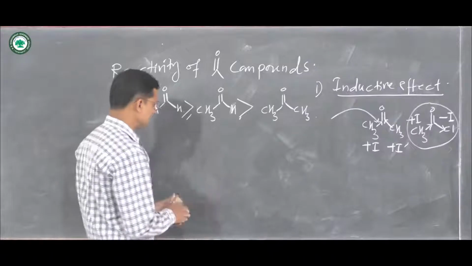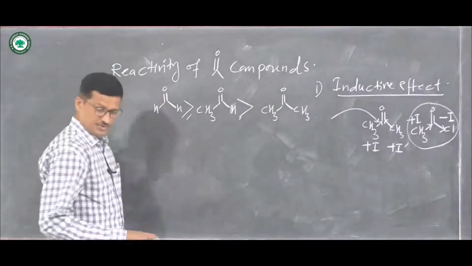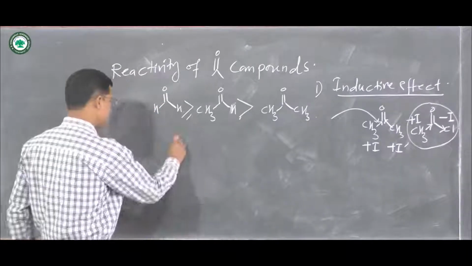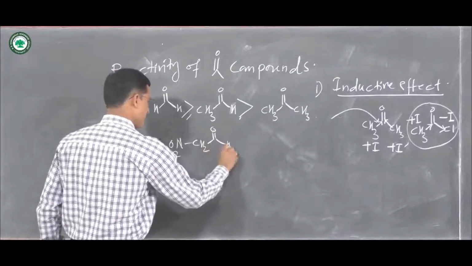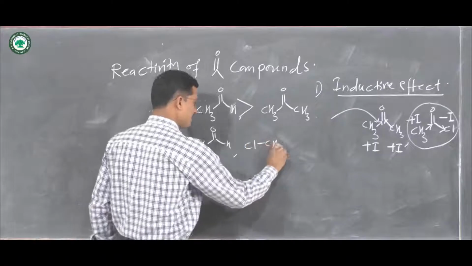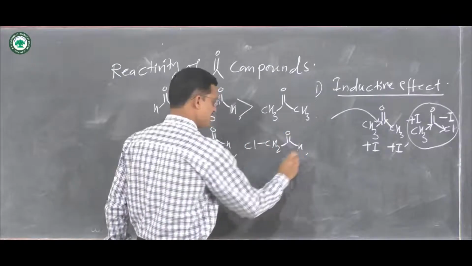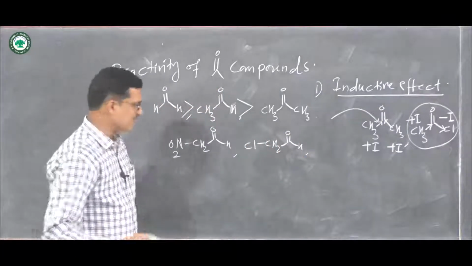When you take a next example, suppose you take various aldehydes, and here you take a nitro group, then you take a chlorine as a substituent, or suppose here you take a bromine as a substituent.